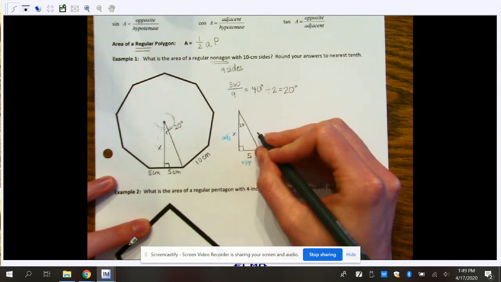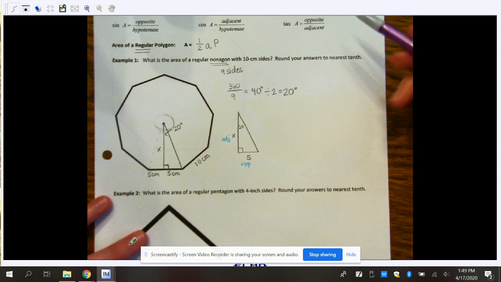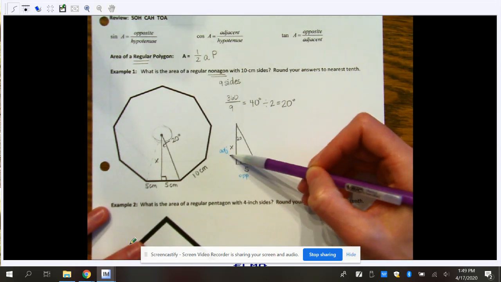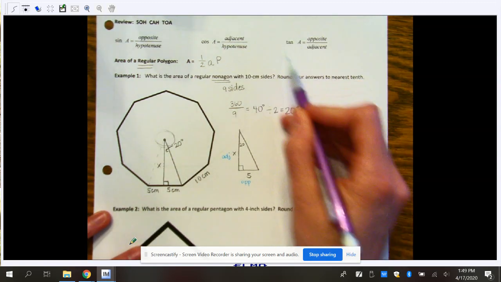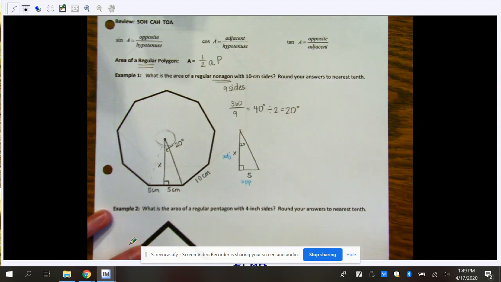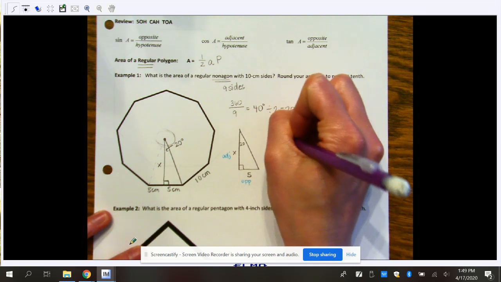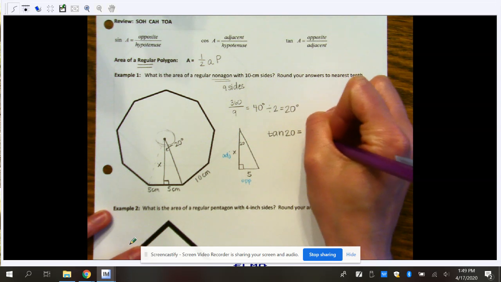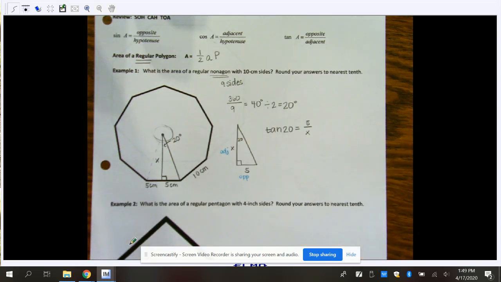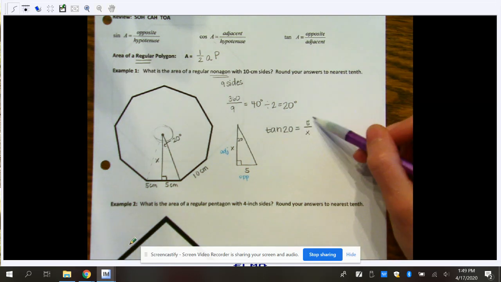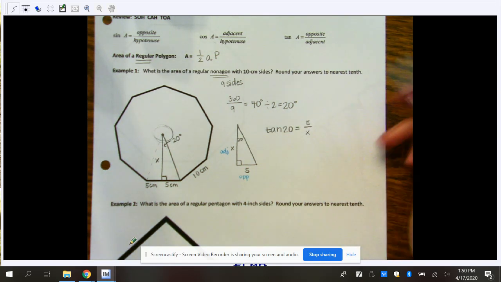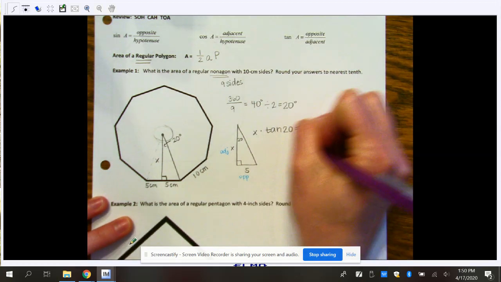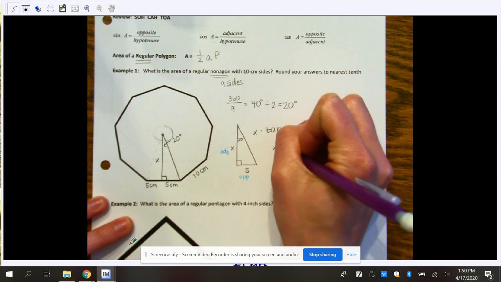Remember that the side across from your right angle is always the hypotenuse. If I'm given the opposite and I'm looking for the adjacent, I'm going to want to use tangent. So my equation would be the tangent of 20 equals opposite over adjacent, 5 over x. We always start by getting rid of that fraction, so I'm going to multiply both sides by x, and that cancels out over here.